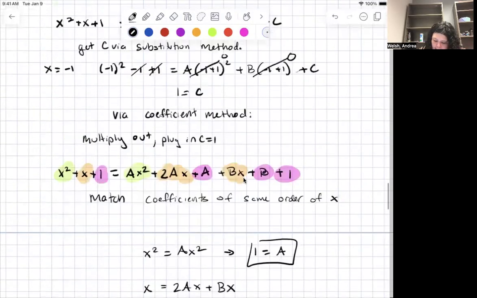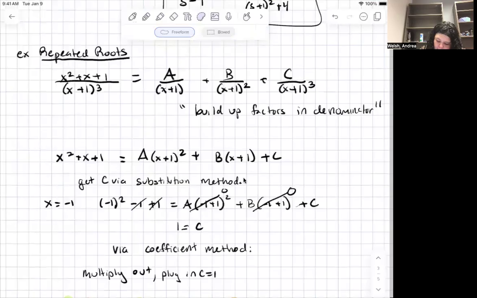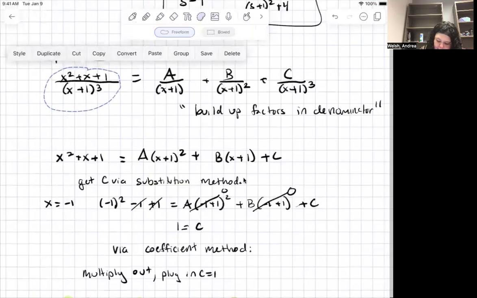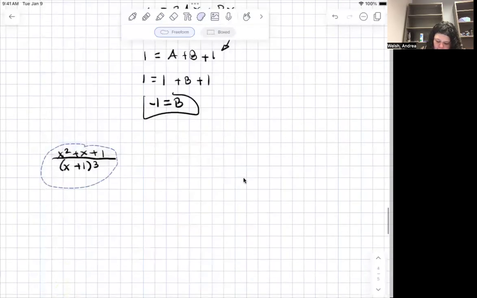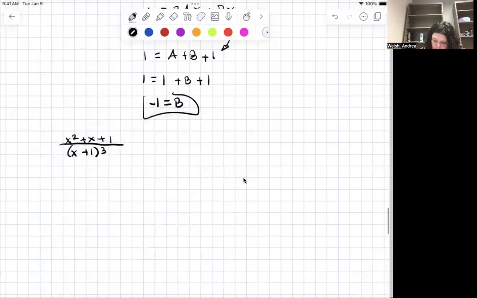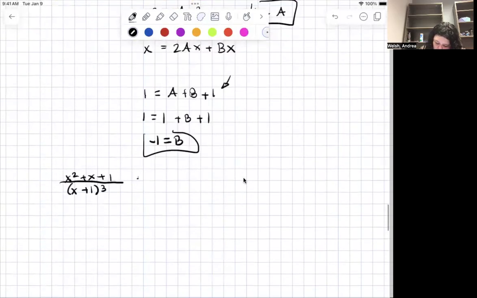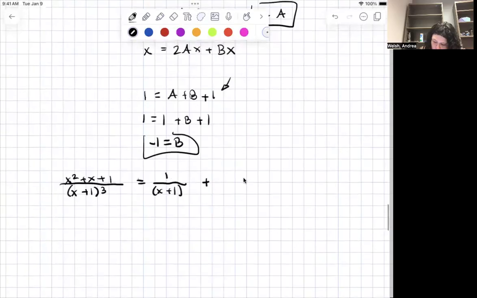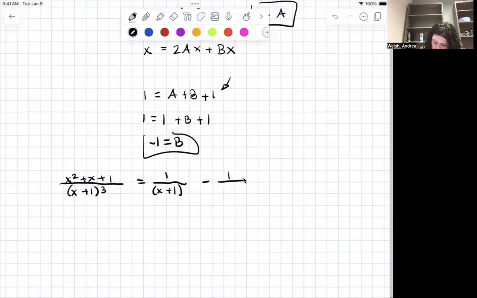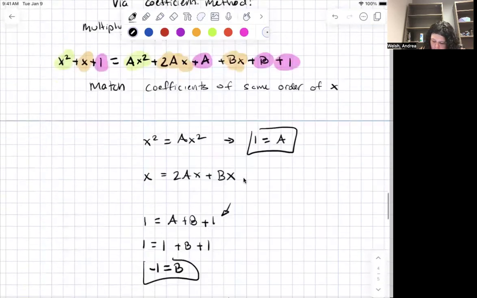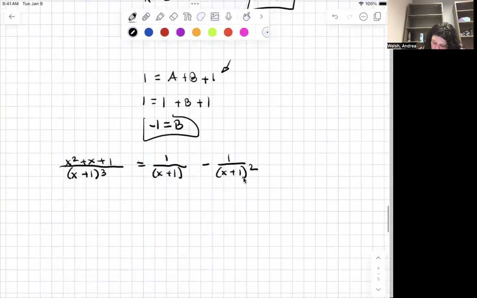So if we go back up to what our equation was, now we know that with repeated roots, I will have a equals 1 plus b, I guess -1, and then plus c, which was also 1. So now you should know how to handle any partial fraction decomposition.